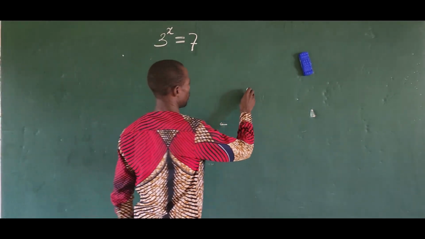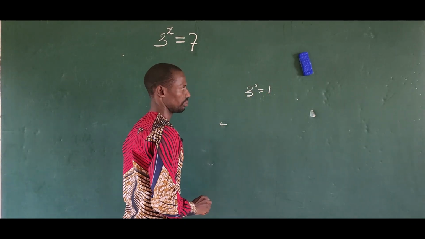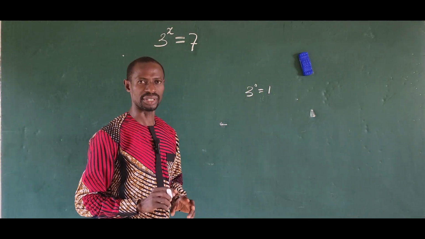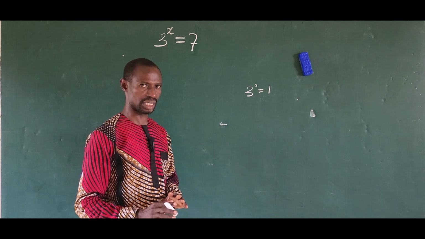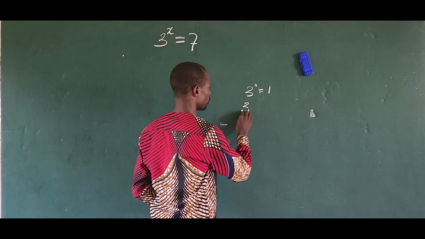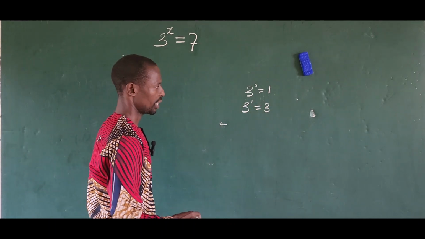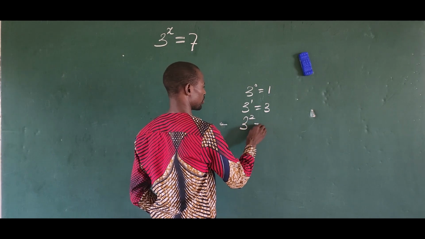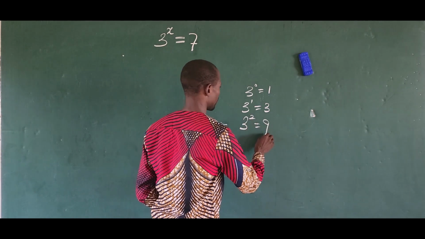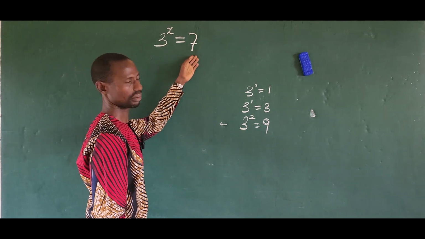We know that 3 to the power of 0 is equal to 1, because anything to the power of 0 is equal to 1 except 0 itself. So if we go to the power of 1, this will give us positive 3. And if we increase it to 2, this will give us 3 to the power of 2, which is 9. And what we have on the right-hand side of the equation is just 7.